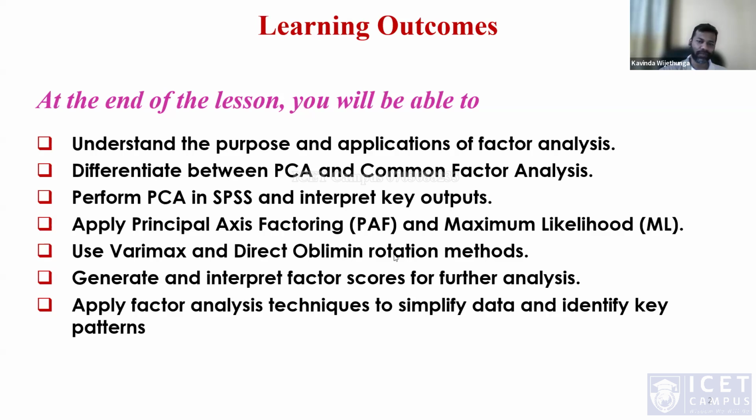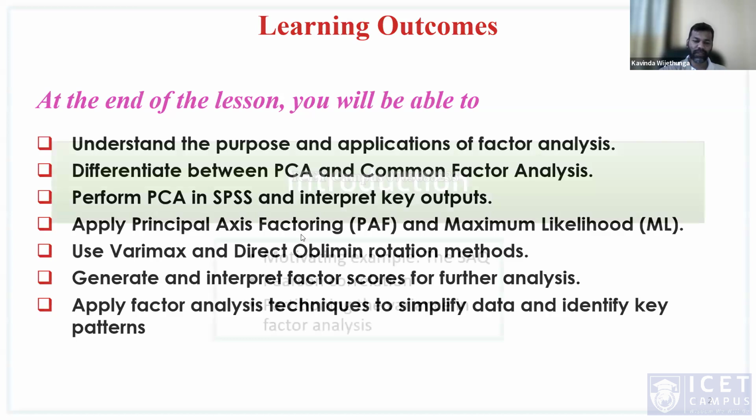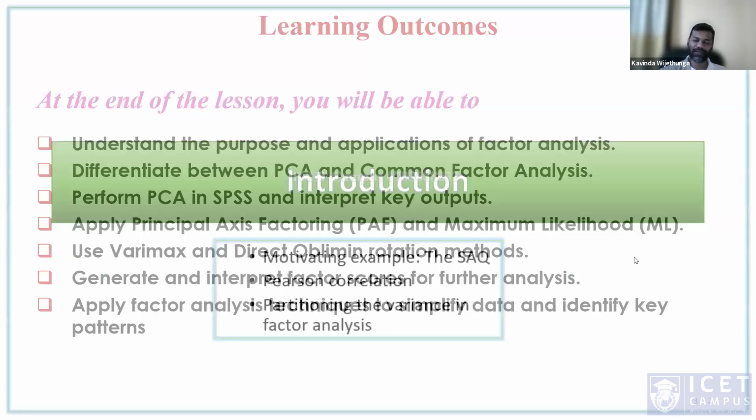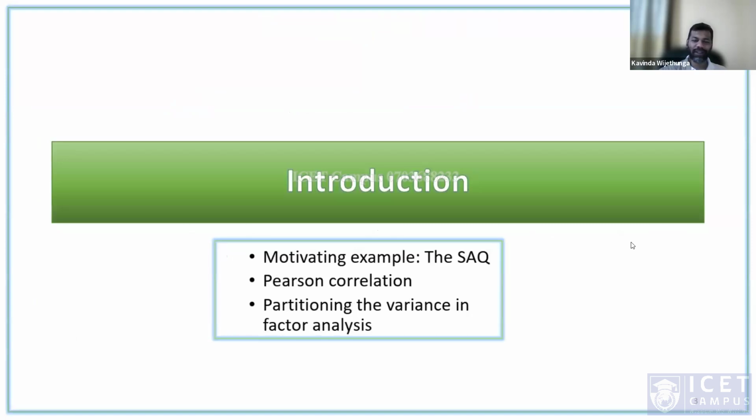So first we are going to find the Pearson correlation and partitioning the variance in factor analysis. That is the thing we have to do first. Later on I will explain the reliability, which is a very simple thing. First we'll discuss factor analysis. Then reliability, we can find within 30 seconds.